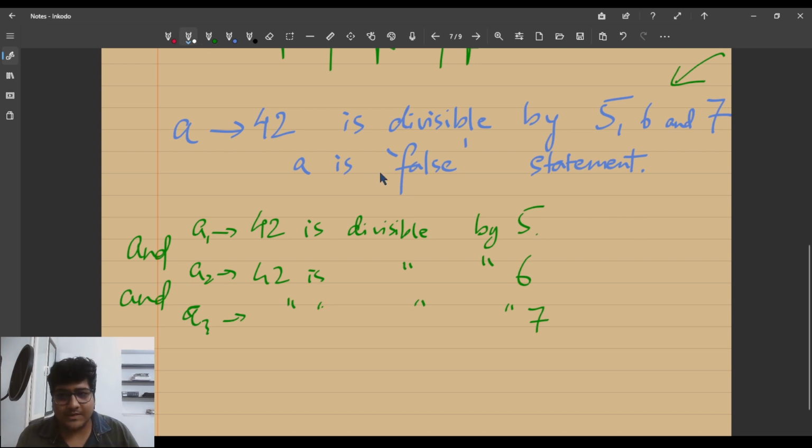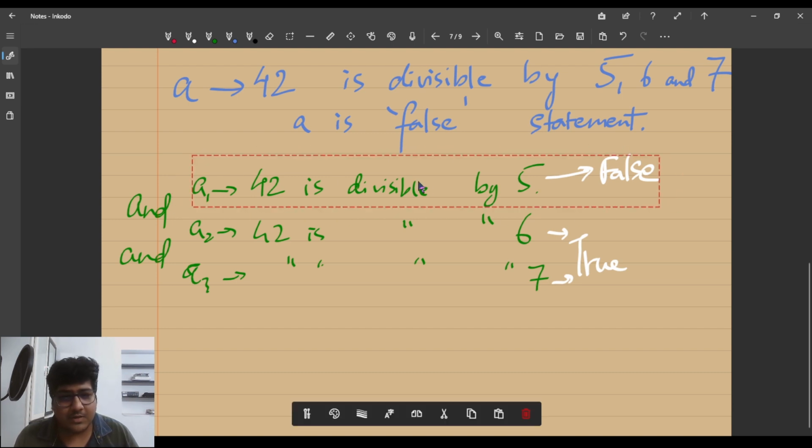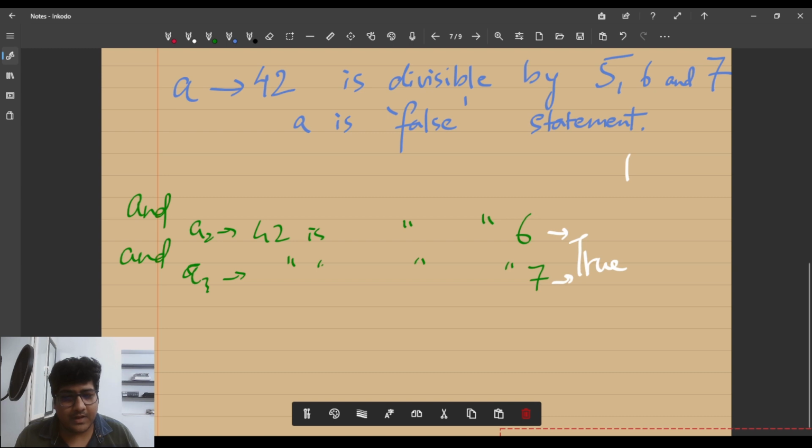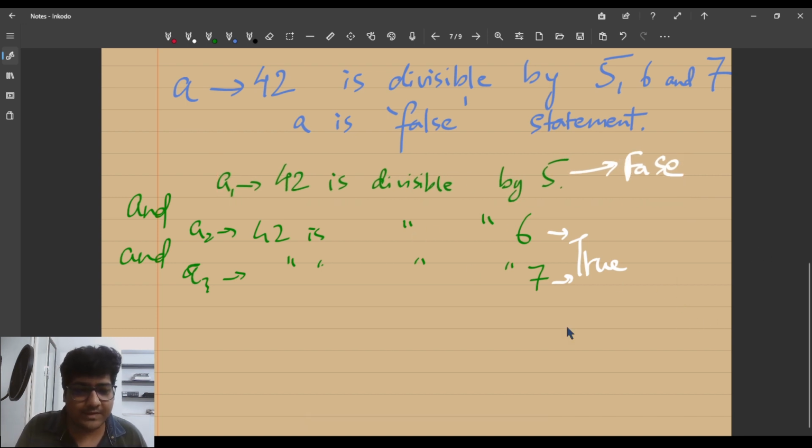As soon as one of these is false, and this turned out to be false, 42 is not divisible by 5, even though these two are true, the whole statement turned out to be false. So what did we notice? If I did not have this, and just had 42 is divisible by 6 and 42 is divisible by 7, both true, the statement would have been true. But in this case, the statement is false.